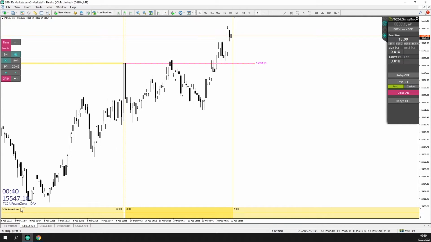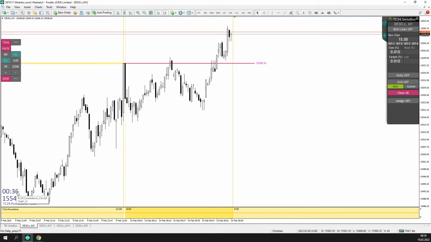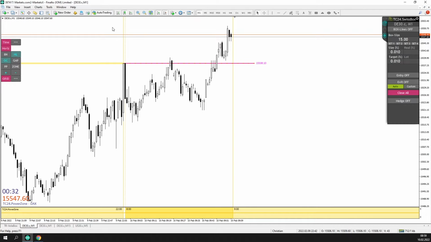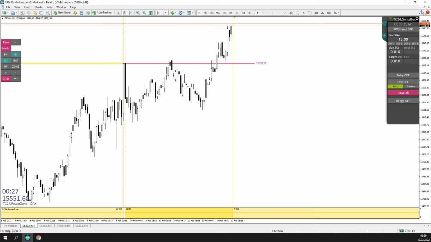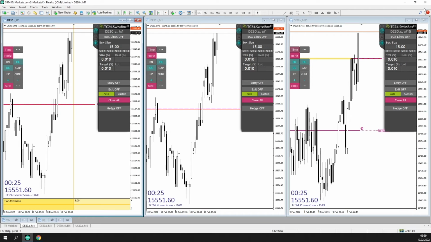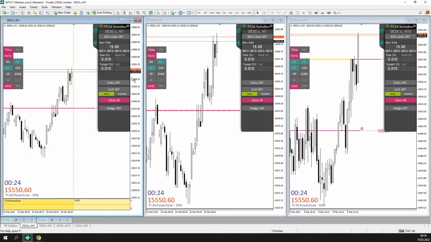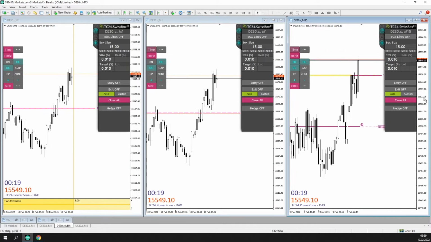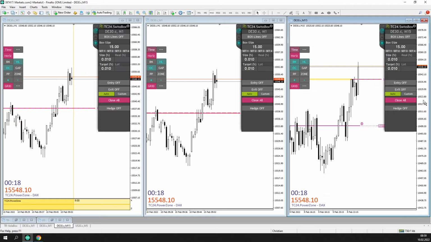You have the countdown on the bottom left corner, 30 seconds to go. Here you see the DE30, that's the DAX. On the right hand side, there's our SwissBox tool designed for the MetaTrader. I'm not just doing one trade here, I am opting for the grid system. In 15 seconds you should see a grid in here, and that grid goes 1, 2, 3, 1, 2, 3, 1, 2, 3.